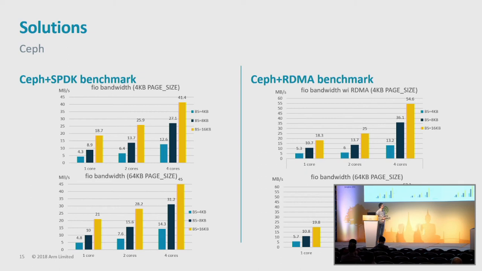Here I show the Ceph benchmark when Ceph is using different accelerations. The first is Ceph with SPDK accelerators. We can see that all these benchmarks scale very well as the core numbers increase, and we can also observe that compared to the 4 kilobytes kernel page size settings, we can get some more improvement using 64 kilobytes page sizes, and the difference may range from 5% to more than 10%.